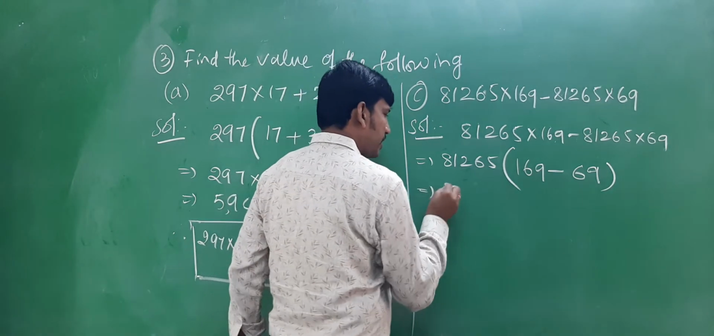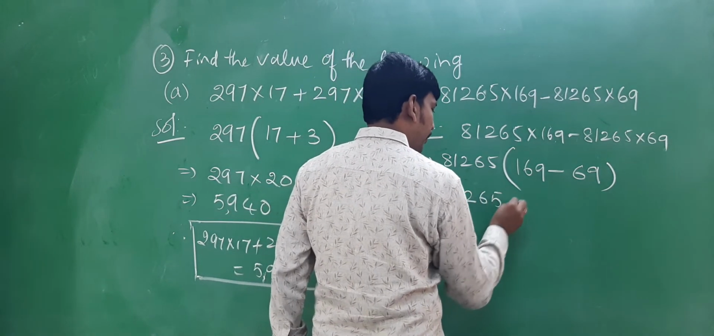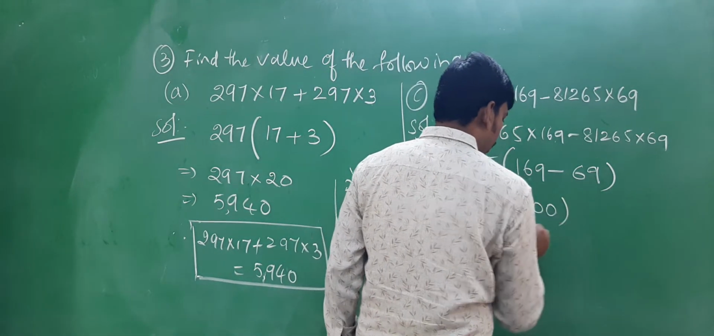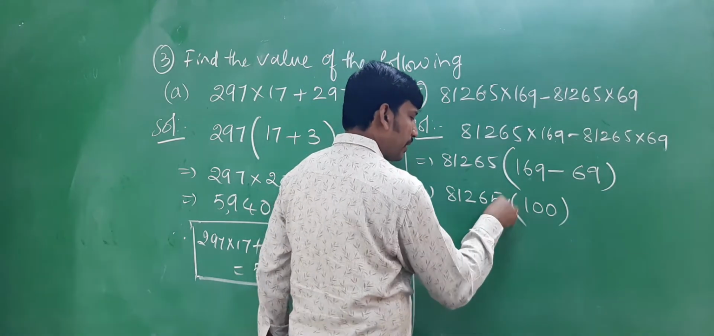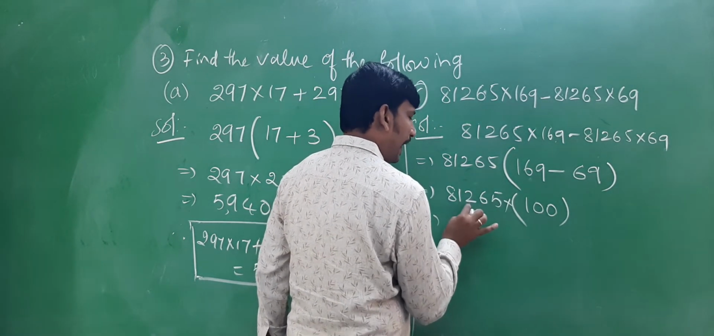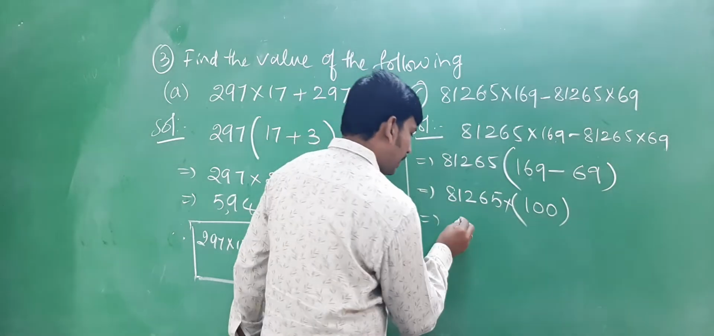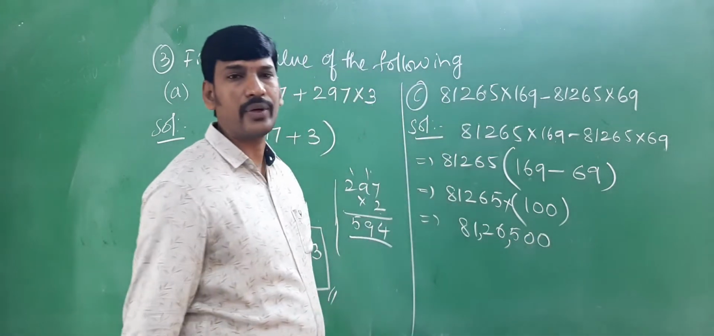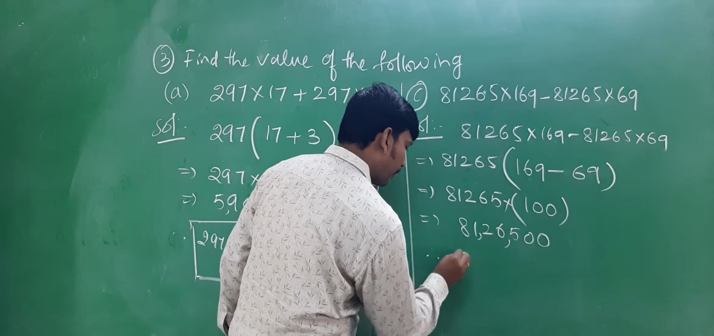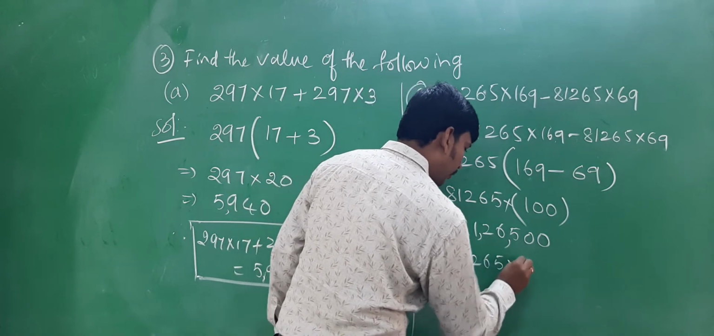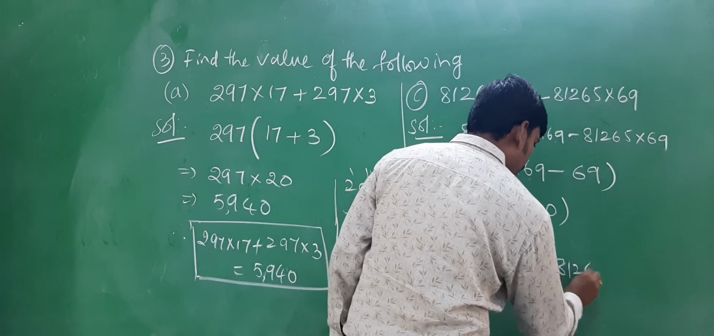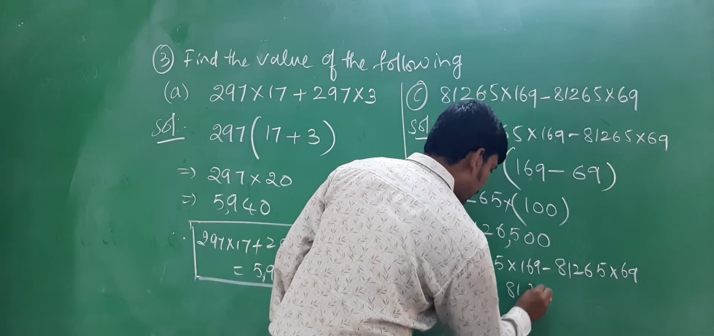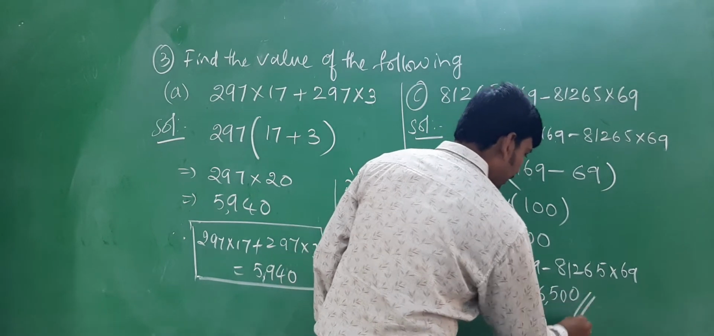Clear? Now which implies 81,265 bracket 169 minus 69 is 100. Okay, I told you bracket indicates multiplication, or keep the symbol here, into. Which implies 81,265 into 100 is nothing but 81,265 and two zeros. That is 81 lakhs 26,500. Therefore, 81,265 into 169 minus 81,265 into 69 is equal to how much? 81 lakhs 26,500. This is your answer.